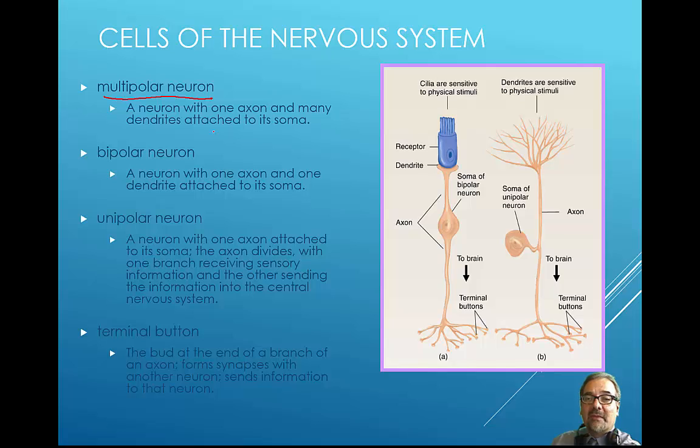One thing about multipolar neurons, as I said, is that they are the most common neurons in the brain, and they're mostly inside the brain. On the other hand, bipolar neurons and unipolar neurons are neurons that tend to be outside the brain, outside the central nervous system, in the peripheral nervous system, and we're going to differentiate some of those.